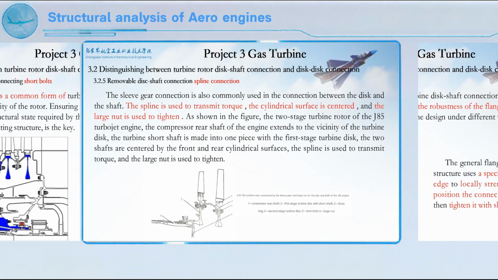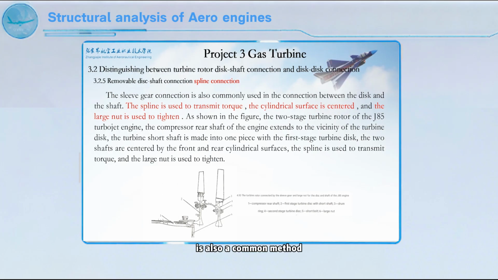A sleeve gear connection is also a common method of connecting a turbine disc to a shaft. It typically uses sleeve gears to transmit torque, a cylindrical surface for centering, and a large nut for compression.